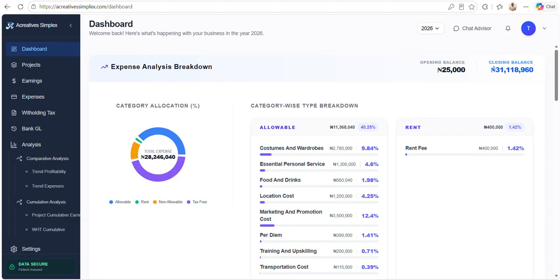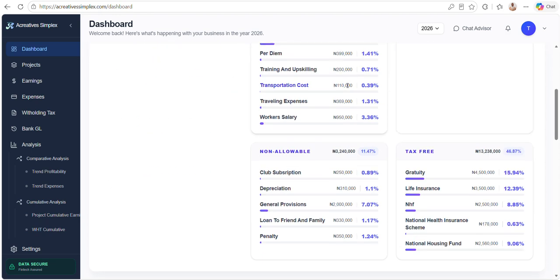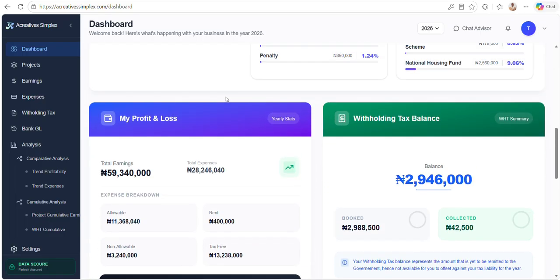Now this is our closing balance at the end of the year, which is our total earnings less our expense. So this is the remaining balance in bank. Now, let's go down to our profit and loss tab. This gives us a summary of all that makes up our profit or our loss.